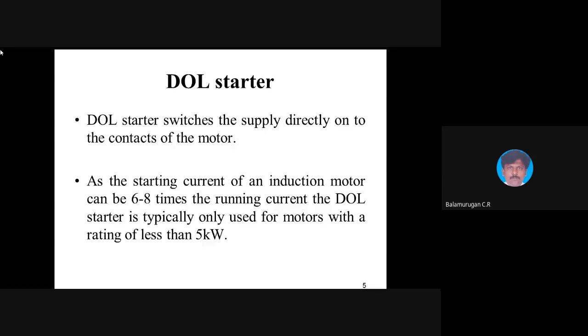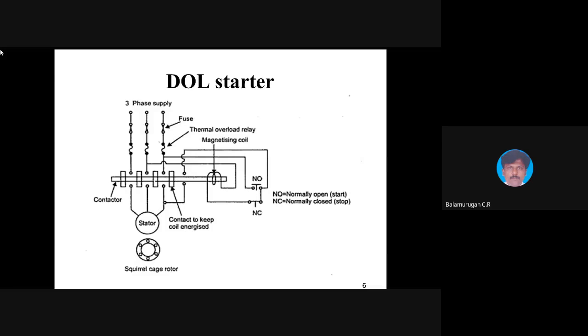DOL starter. This starter will be mainly used for machines less than 5 HP. Here we won't reduce the supply voltage. In the case of the DOL starter, we'll apply the full supply voltage because it is used for lesser rating, less than 5 HP. It may be used for a 2 kilowatt machine, or 1 kilowatt or 3 kilowatt, like that. Up to 5 HP we'll use this type of starter.